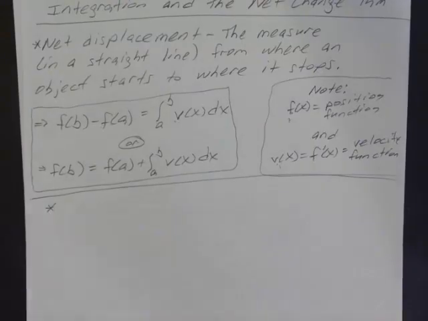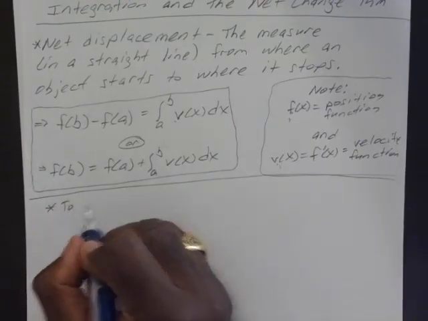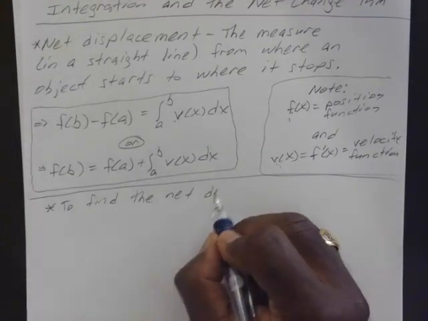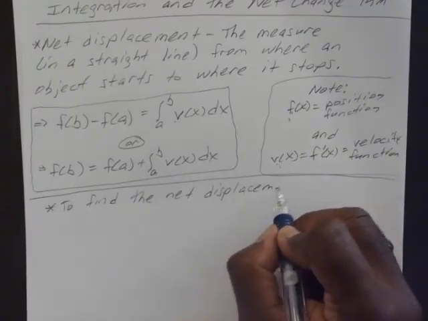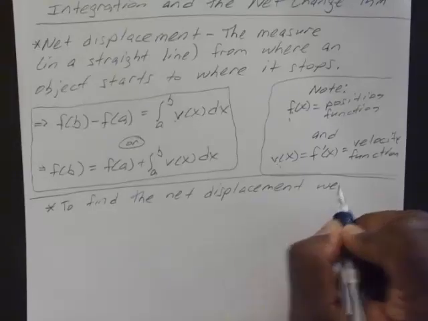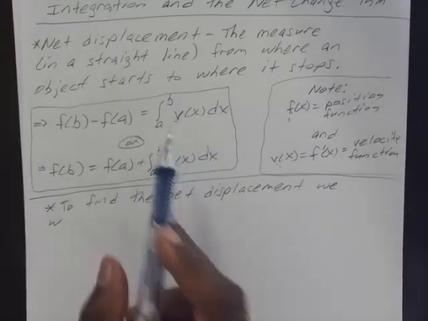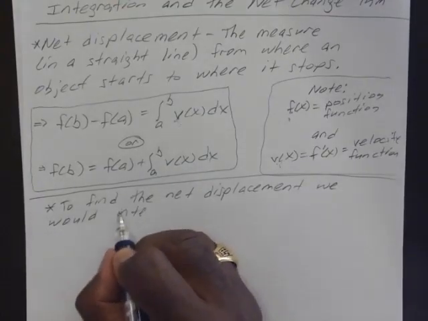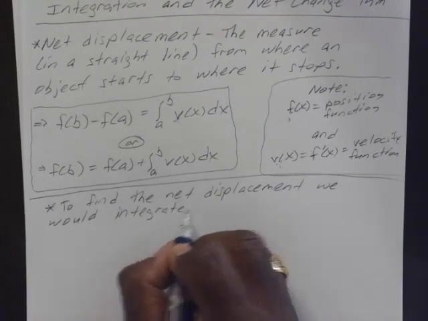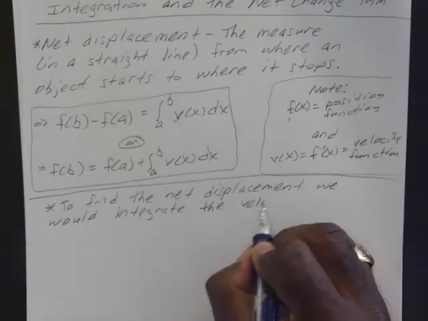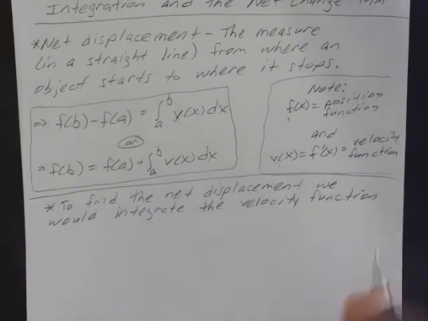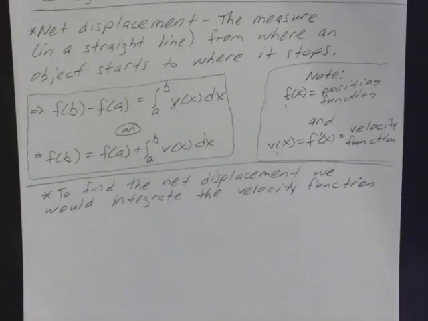Okay, so what if we wanted to find the net displacement? We would just do what we did up here and integrate the velocity function.